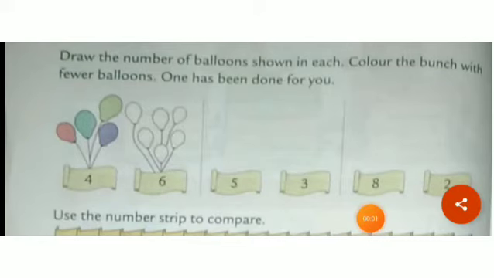Our next topic is comparing numbers. Here we are going to compare the numbers, which is smaller and which is bigger. First we are going to see the smaller number. For this, what is given? Draw the number of balloons shown in each. Color the bunch with fewer balloons. One has been done for you. So we have to draw balloons here first, and then we will compare which is the smaller one.